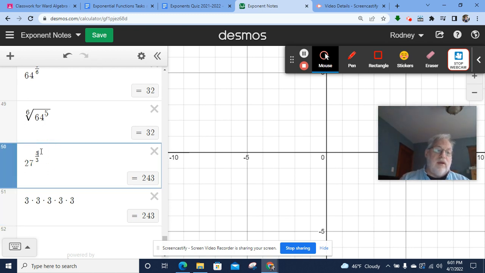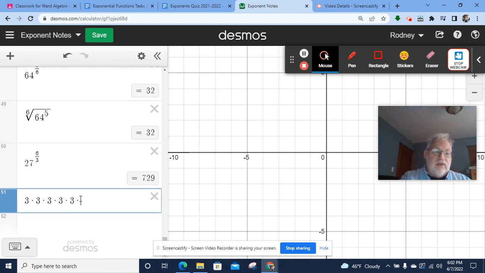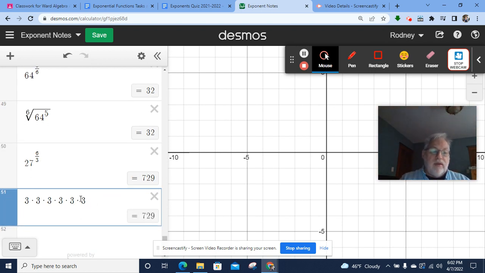And keep it going. We go to the 6/3. Well, the 6/3 power is, of course, just 27 squared, which does happen to equal 729. But let's consider this scenario one more step. We get 3 times 3 times 3 times 3 times 3 times 3. So here's our 27, and here's another 27. 3 times 3 times 3.